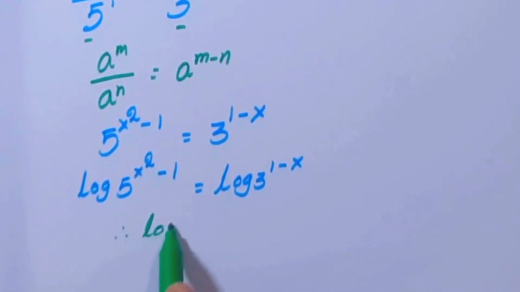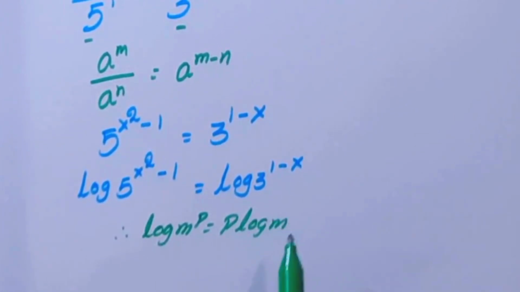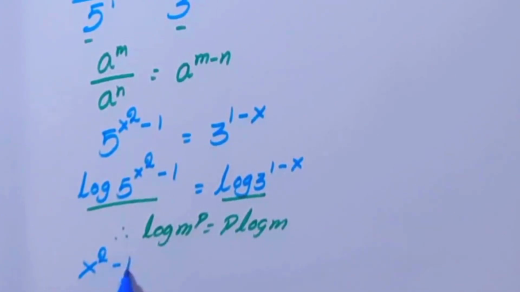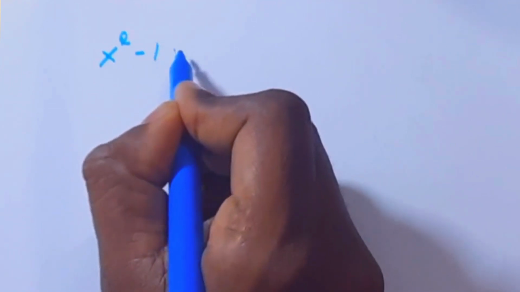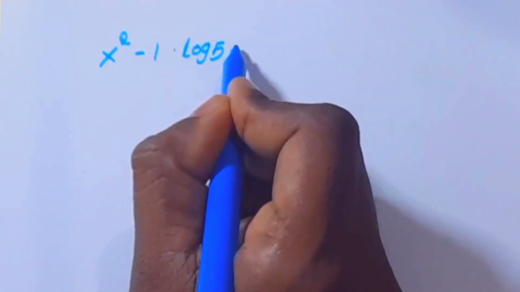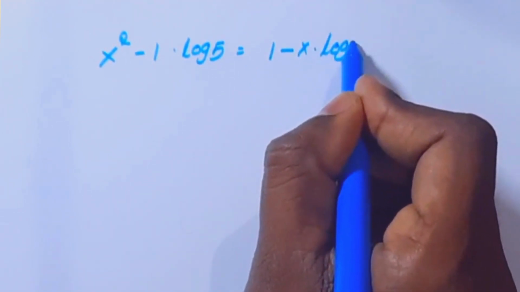We know the log power formula: log m power p equals p log m. We are going to implement this here and here. x squared minus 1 times log 5 equals 1 minus x times log 3.